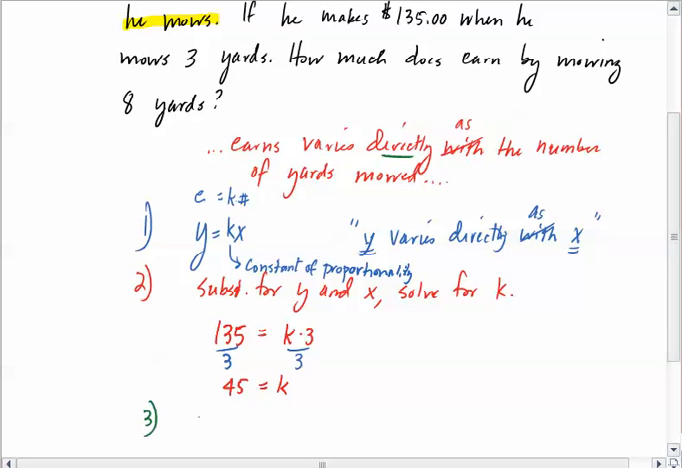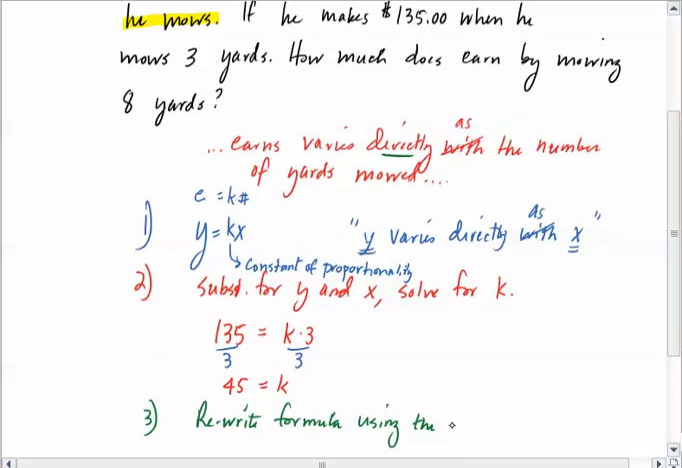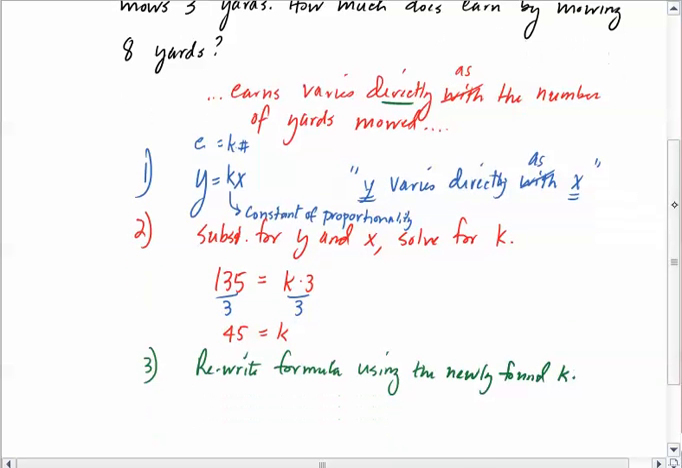Let's go ahead now and work through step 3. Step 3 is to rewrite the formula using the newly found k. So let's write it. We have y is equal to $45 times x.